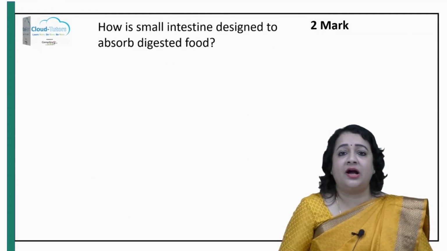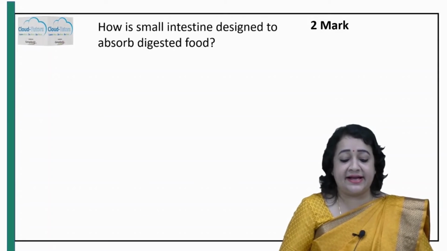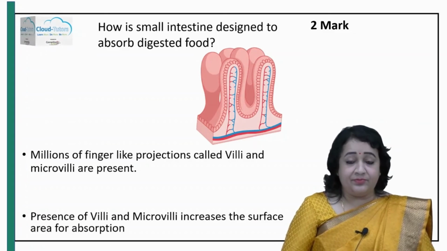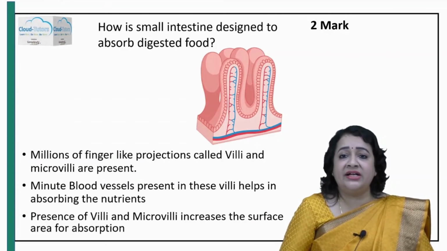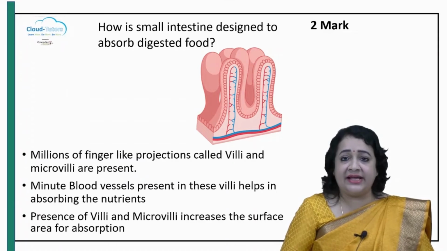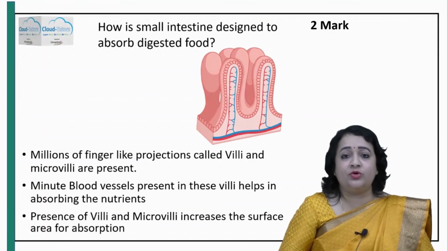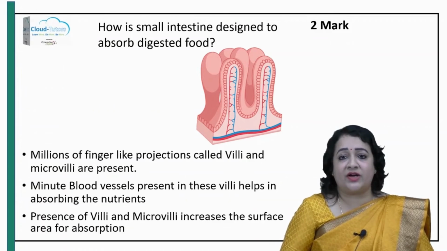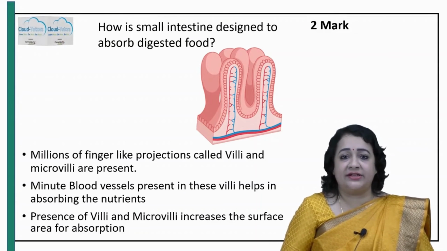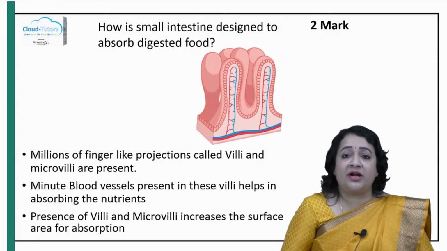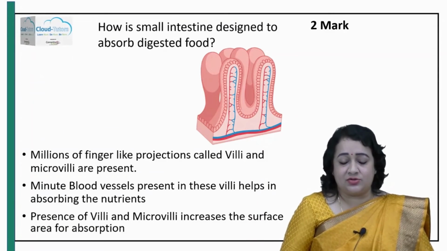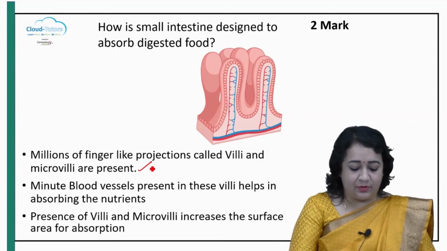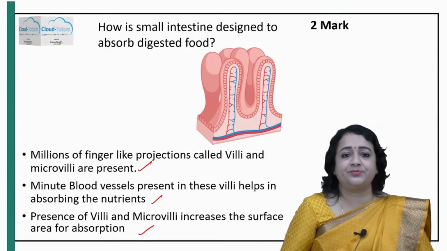Next we have, how is small intestine designed to absorb digested food? For that you're going to write, there are millions of finger-like structures called villi and microvilli. So due to the presence of villi and microvilli, what will happen? The surface area for absorption increases in the small intestine, and there are minute blood vessels inside these villi. So that helps in absorbing the nutrients. So these 3 points have to come in your answer.